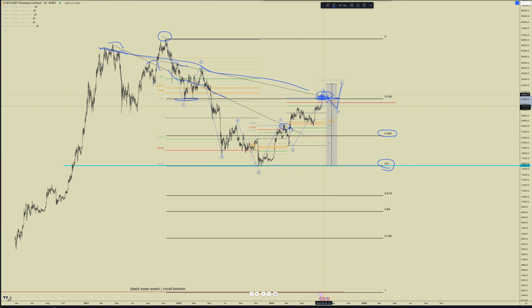So I'm going to wrap it up on that. Hopefully this gives you a lot of things to think about, gives you some insight, what fib levels are important, what levels are important, and potentially trades going forward. I'm going to leave it at that.